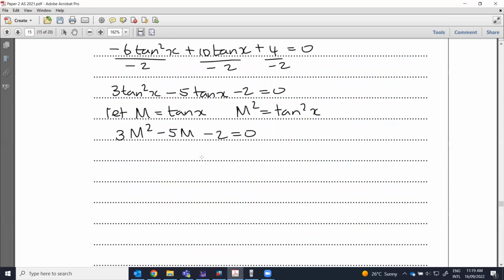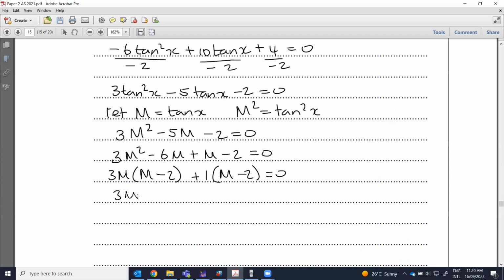We look for two numbers. When we multiply them, the answer is negative 6, and when we add them, the answer is minus 5. So that's minus 6 and plus 1. So we have 3m squared minus 6m plus m minus 2 equals 0. Factor out 3m here, we have m minus 2, and then here we factor out a 1. Then (3m plus 1)(m minus 2), and this means that 3m plus 1 is 0, or m minus 2 is 0.